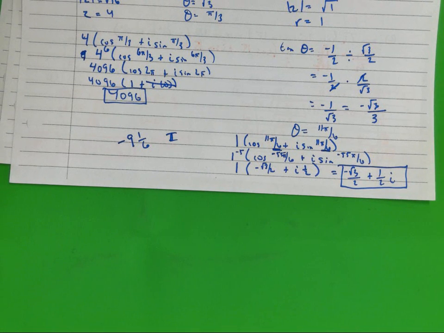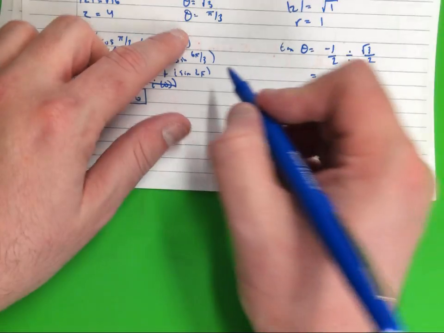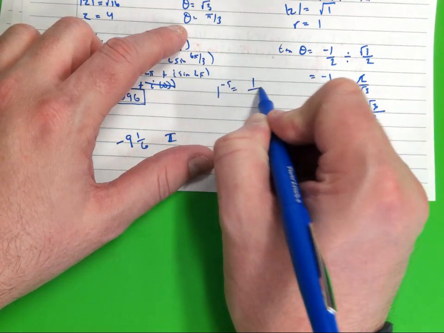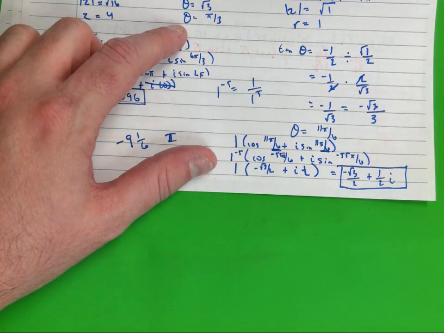Wait, so when it's 1 to the negative 5th, it's not negative 1? No, because 1 to the negative 5th, buddy, means you just rewrite it as 1 over 1 to the 5th. Okay. Yeah. All right, turn over.